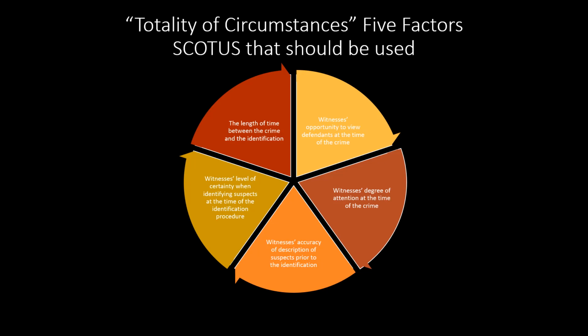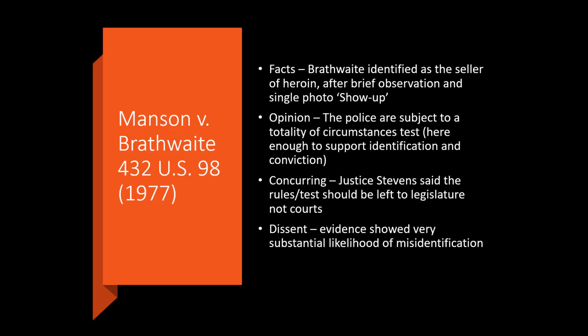They realized that this might be someone else, and one of the police officers suspected that this was Brathwaite. They didn't know him personally, or some of them didn't, but they did know him by sight because they'd seen him a couple times. So they arrest Brathwaite, and then they bring him in for a show-up. Brathwaite is identified as the seller after brief observation and a single photo show-up.